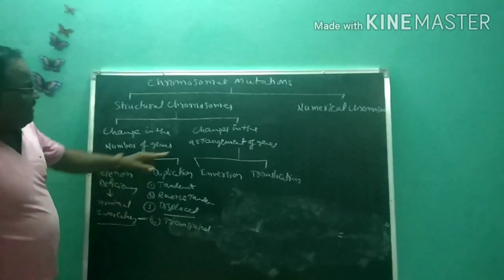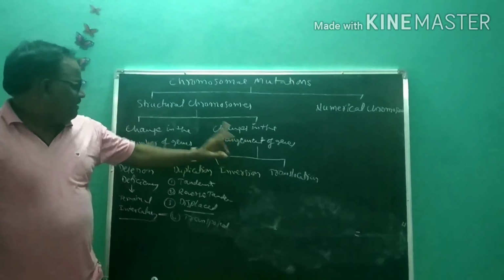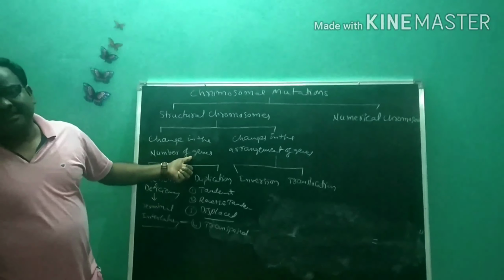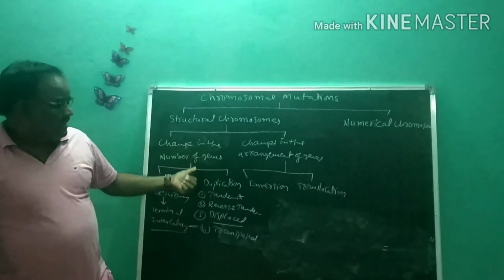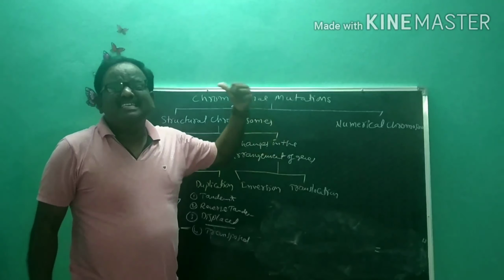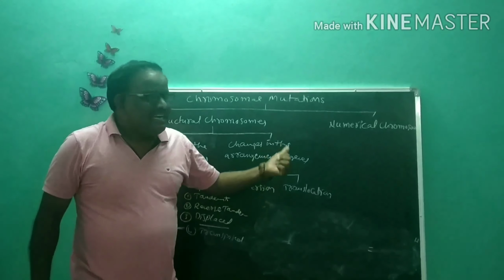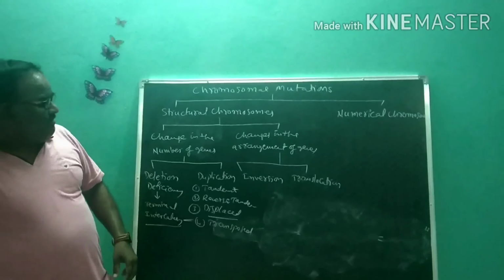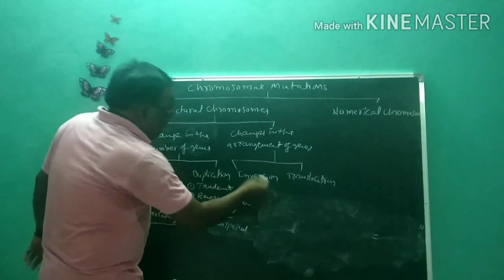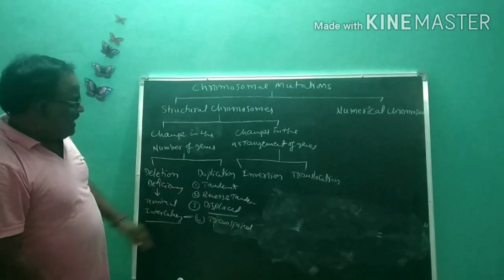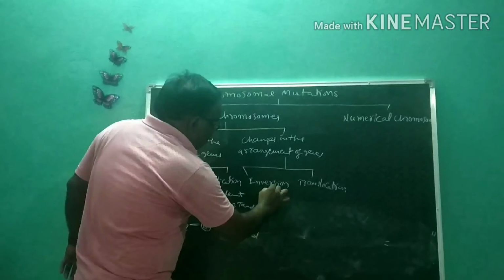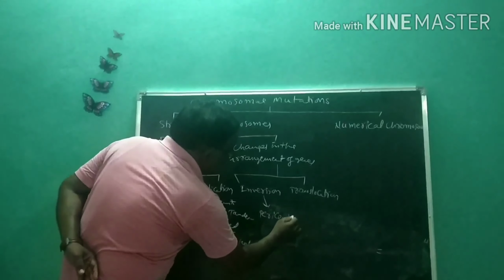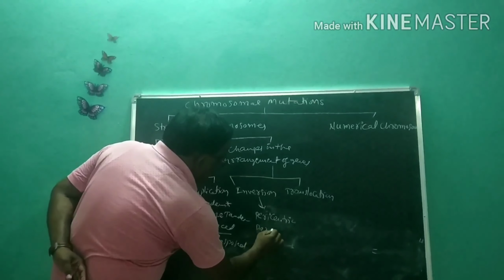The changes in the arrangement of genes are simply one kind of change. In changes in the number of genes, the genetic material itself changes. Here the genetic material remains the same. So: inversion and translocation. Inversion is nothing but rotation of a group of genes by 180 degrees within the chromosome. Inversion again is of two types, pericentric and paracentric.